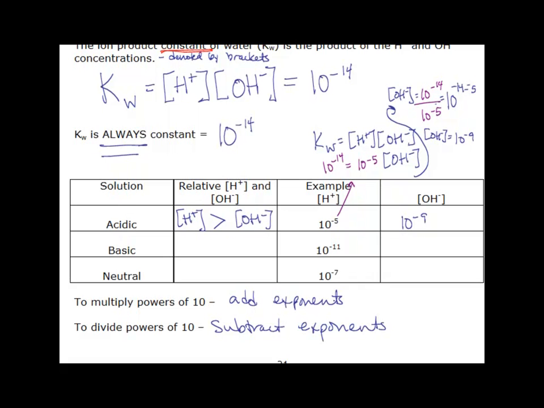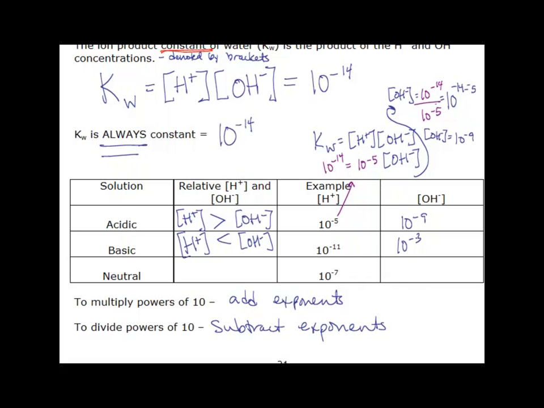Okay. So in a basic solution, do you think the hydrogen ion concentration is higher or lower than the hydroxide ion concentration? Turns out that it's lower than the hydroxide ion concentration. So if you have a hydrogen ion concentration of 10 to the negative 11th, your hydroxide ion concentration will be 10 to the negative 3rd. And remember that we're dealing with negative exponents. So the larger the negative exponent, the smaller the number. It might seem at first glance that 10 to the negative 11th is higher than 10 to the negative 3rd. That's not the case because we're dealing with negative exponents.